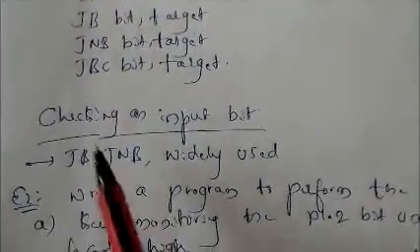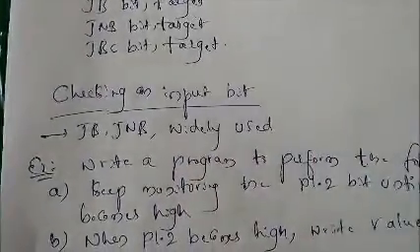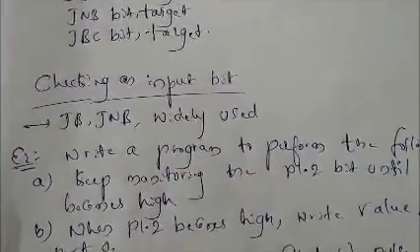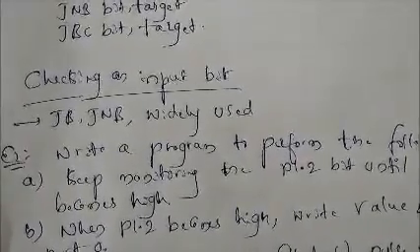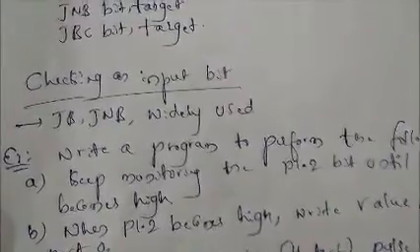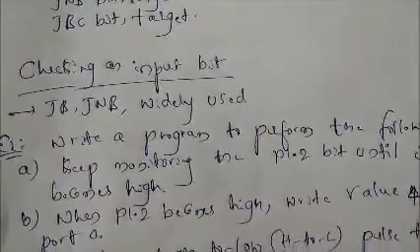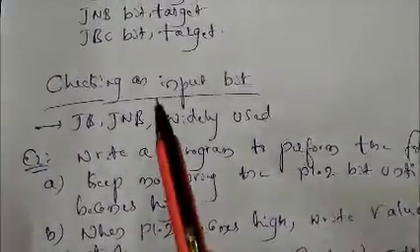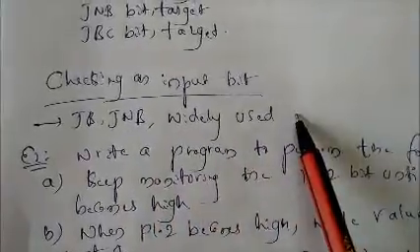So in that, we will see checking an input bit. For example, if some port pins are there, like P1.2 or P1.3, but I don't know what their value is inside, and I just want to read the data from that port pin, at that time we can use JB and JNB. Widely they will use these instructions.